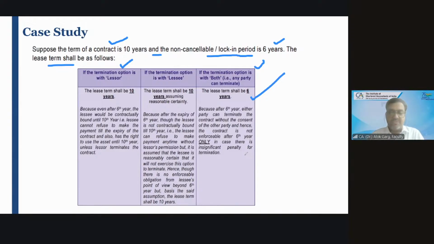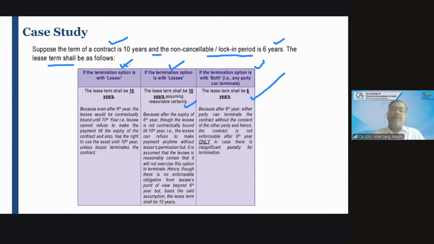and hence the contract is not enforceable after the 6th year, only in case there is insignificant penalty for termination. If the termination option is lying with the lessee, then the lease term shall be 10 years, assuming reasonable certainty to not avail the termination option. Because after expiry of 6 years, though the lessee is not contractually bound till the 10th year, that is, the lessee can refuse to make payment anytime without lessor's permission, it is assumed that the lessee is reasonably certain that it will not exercise the termination option. Hence, though there is no enforceable obligation from lessee's point of view beyond 6 years, basis the said assumption, the lease term will be considered as 10 years.